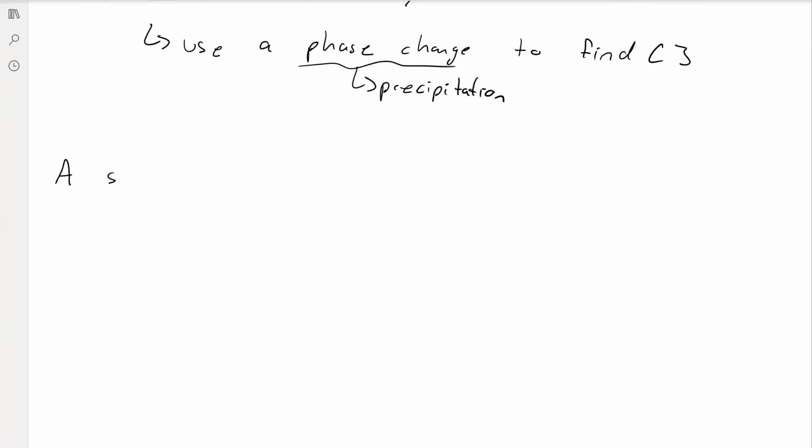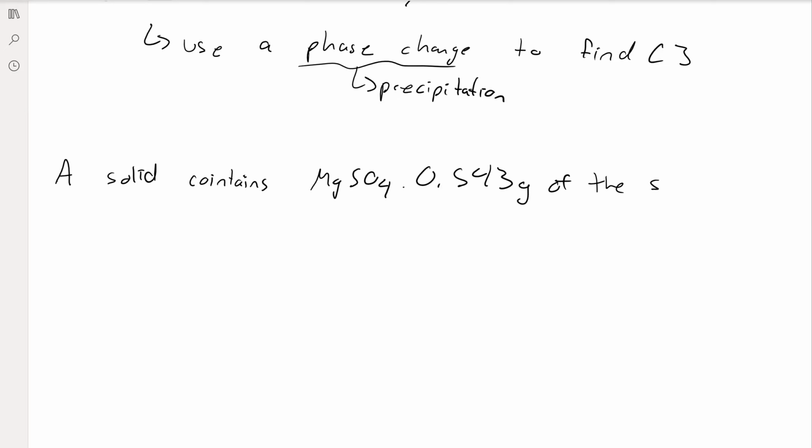So we have some type of solid, and we know it contains some magnesium sulfate, but we don't know how much, and that's what we want to know. So we're going to take some of this solid and dissolve it in some liquid, so 0.543 grams of the sample is dissolved. And of course, magnesium sulfate is a soluble compound, so it will go into solution in water.